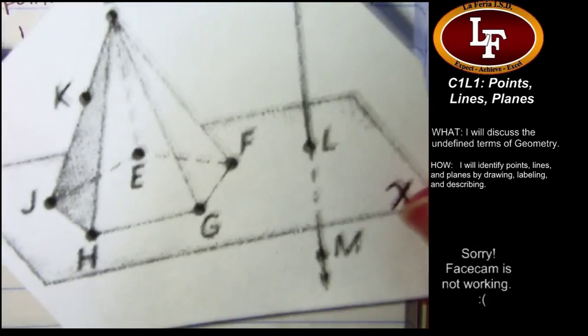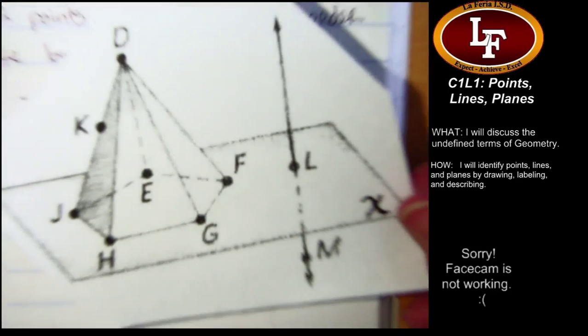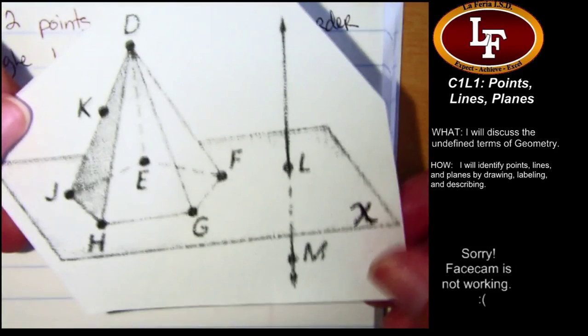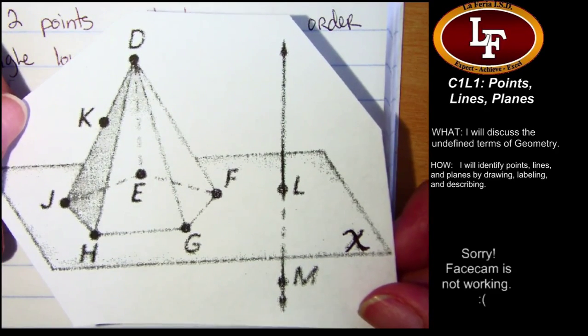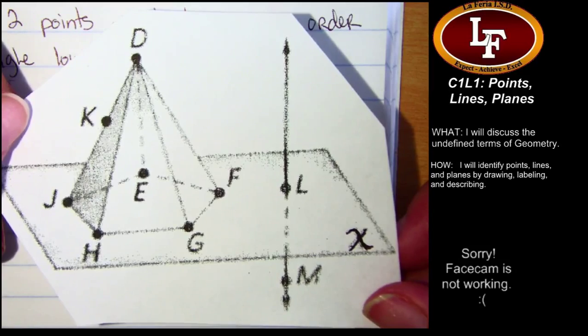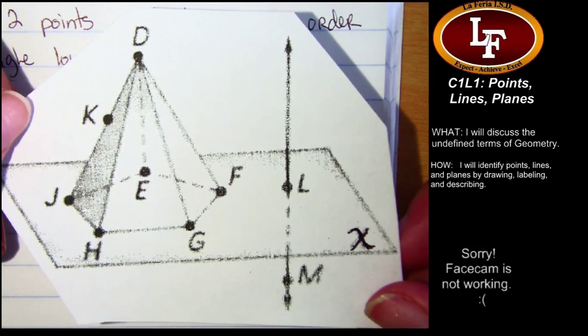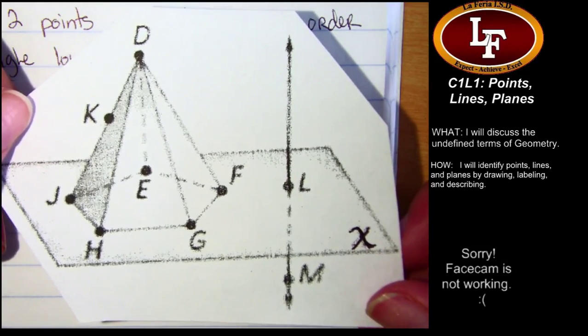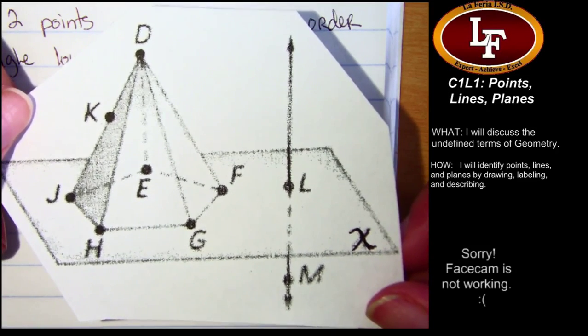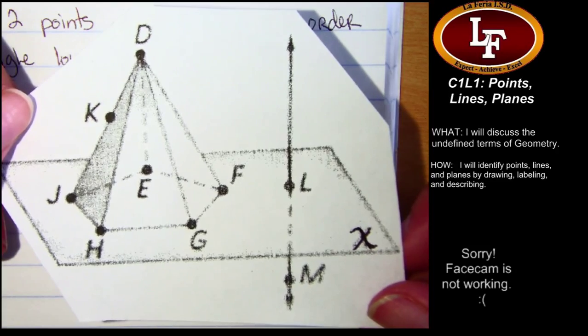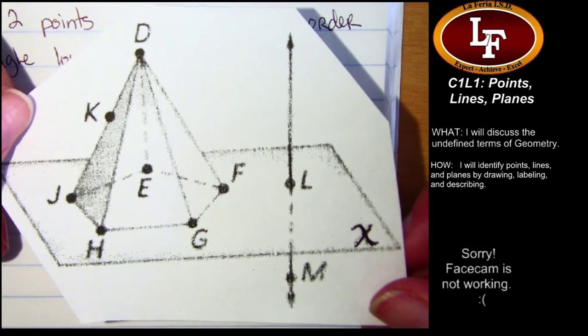Take this picture. Do not glue it down. Tell me a line. Line LM. Beautiful. Is there another one? Line GD. That's another one. Line GF. Line JH. FG. F what? K. FK? Yes. Okay, you said FK.